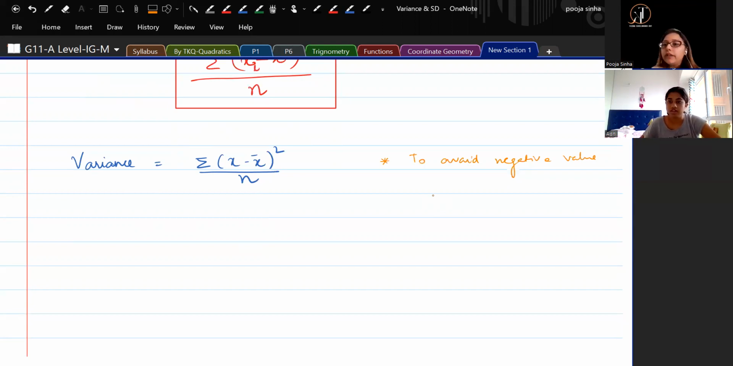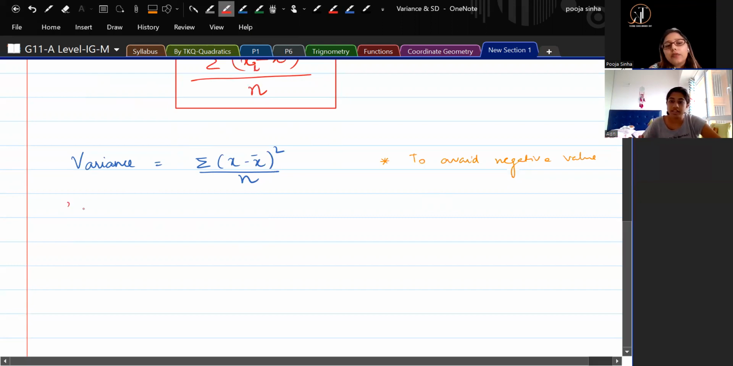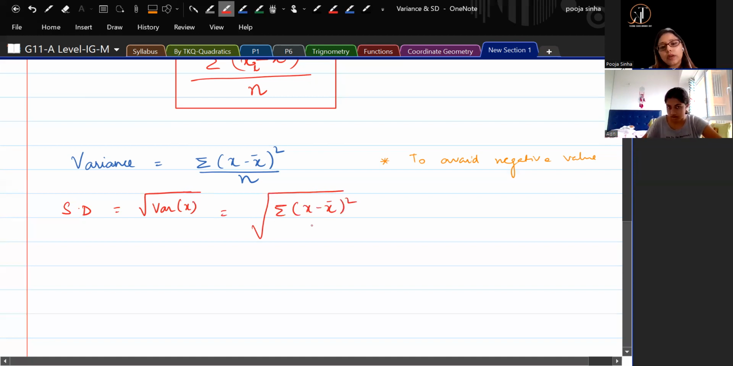So if I want to check the correct deviation, what will I have to do? I will have to take the under root of the variance to get the right answer. Got it? Why did we have to do that? First we squared to avoid all the negative values, but to get the standard deviation, we have to take the under root of this whole thing, x minus x bar whole square upon n.